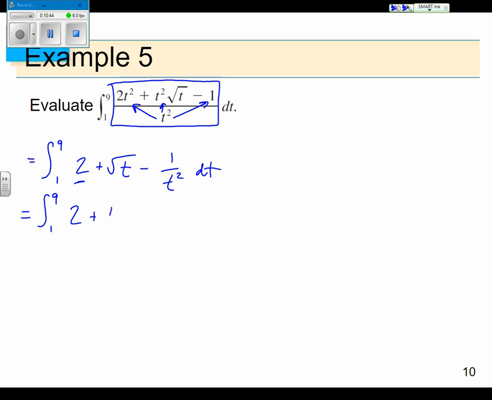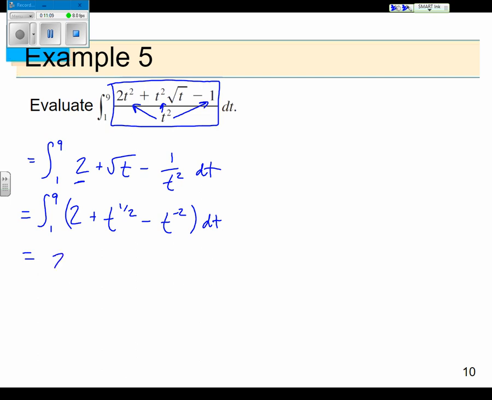So I think that it's going to be easier to integrate this square root of t if it says t to the 1/2. And I think it's going to be easier to integrate this 1 over t squared if it says t to the -2. I feel better about that. So that's just going to save me a little bit of headache, a little bit of mental math if I can get it written like that on my sheet of paper. So now I'm ready to integrate.